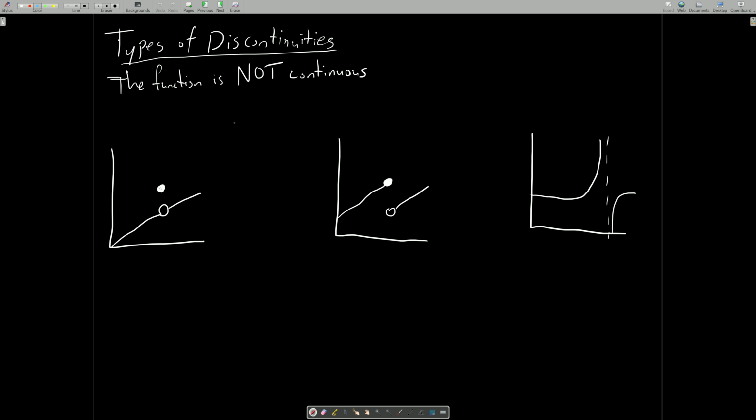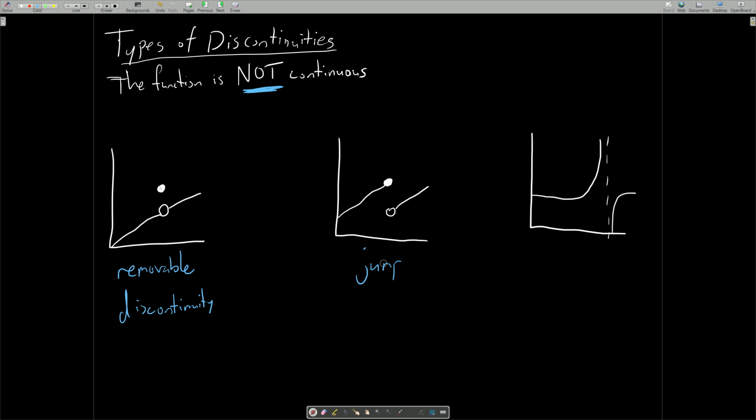You're going to have three main types of discontinuities. These discontinuities are points where the function is not continuous. This first discontinuity right here is called a removable discontinuity. You can see this point right here is sort of removed from the function. So we identify a removable discontinuity.